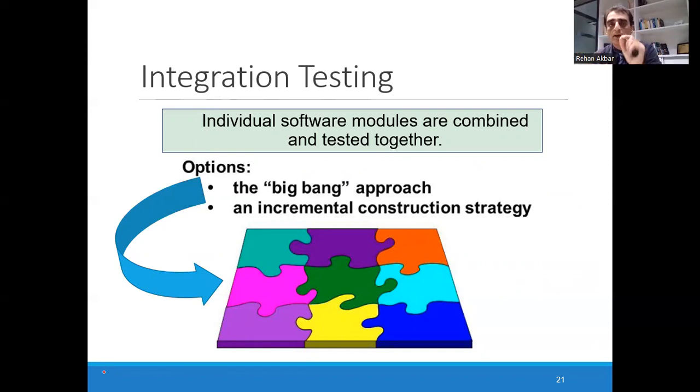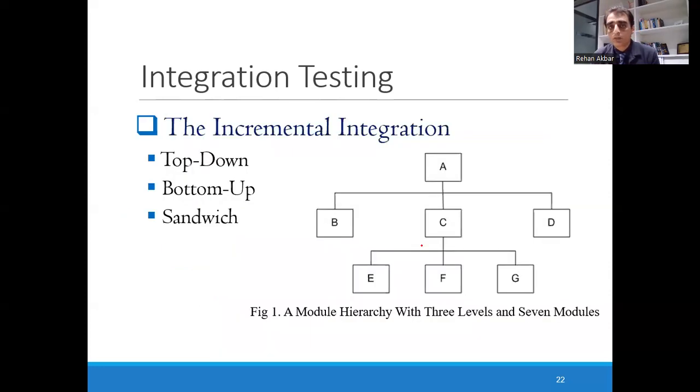There are two methods used. The first one is Big Bang and the second is the incremental approach. Big Bang says that we test multiple modules together, and sometimes we combine multiple modules together and then test. But the most commonly used technique in integration testing is the incremental approach. The incremental approach has three types: top down, bottom up, and sandwich.